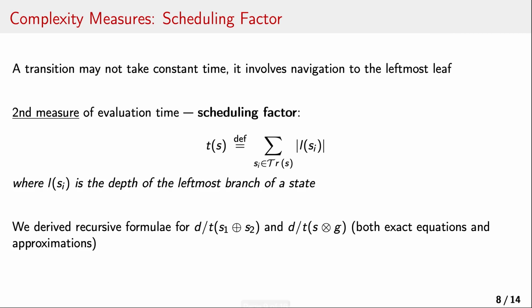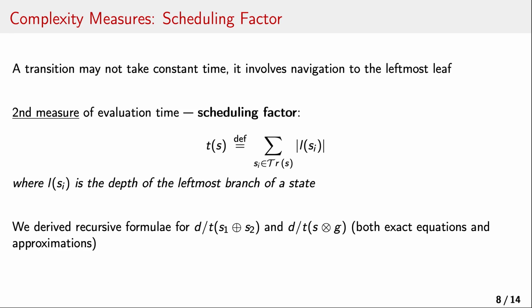However, it's not adequate because some transitions may not take constant time. In fact, in every step, what's happening is the navigation to the leftmost leaf in the tree, and swapping of the children for all partial disjunctions for interleaving. This navigation is exactly the scheduling.